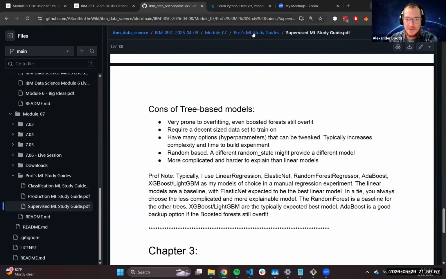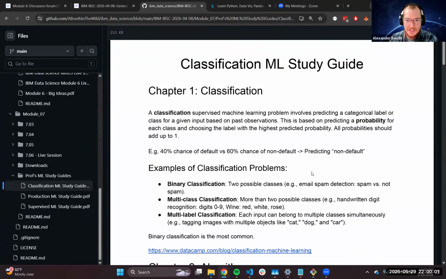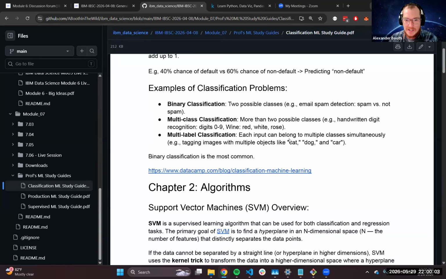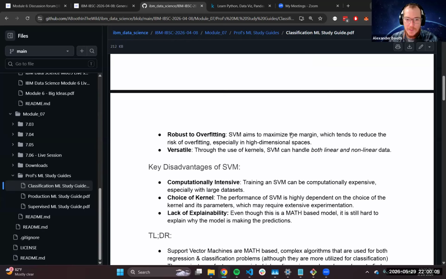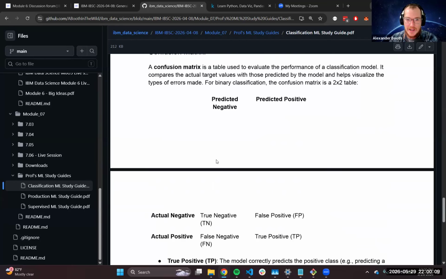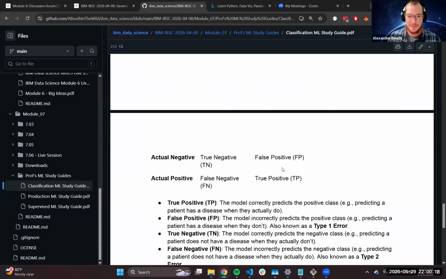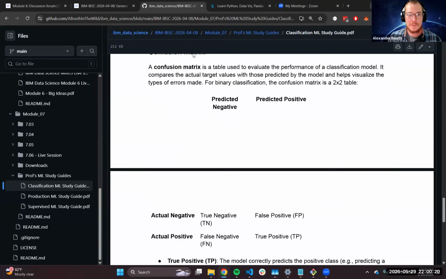So that's the supervised one. The classification one's good if you're net new to classification. What does it mean to have a classification problem? What are the different algorithms you could use to solve classification problems? And then how do you evaluate this? That's something that everyone gets confused by. I'm still confused by it sometimes. But your true and false positives, negatives, and type 1, type 2 errors.